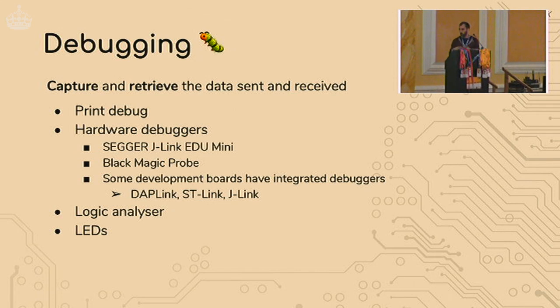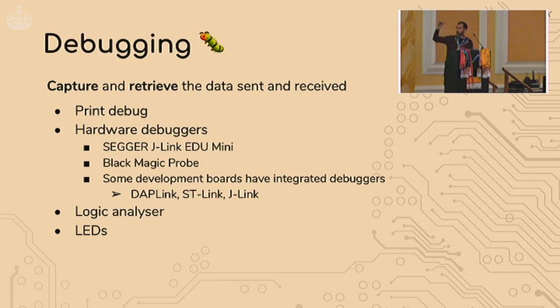But the most effective way to debug is to be able to capture and retrieve the data that you're sending down the wire. There's a few methods you can use to do that. You can use the classic print debug. In this case, you probably need to use a UART driver and something like a UART to USB bridge, and you'll be able to connect your device to your computer and get some data out.